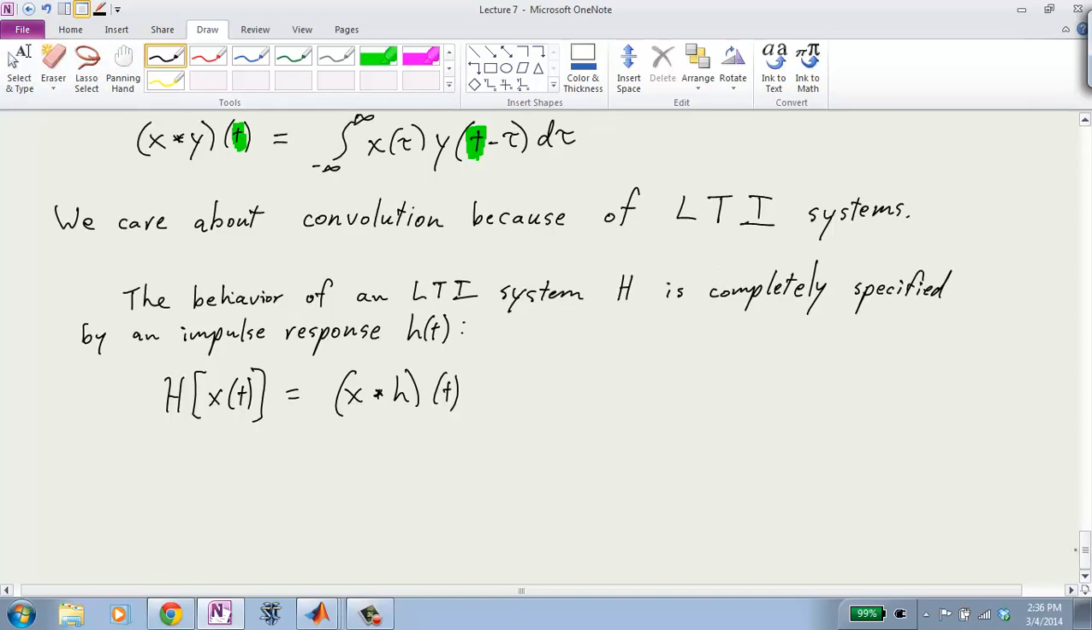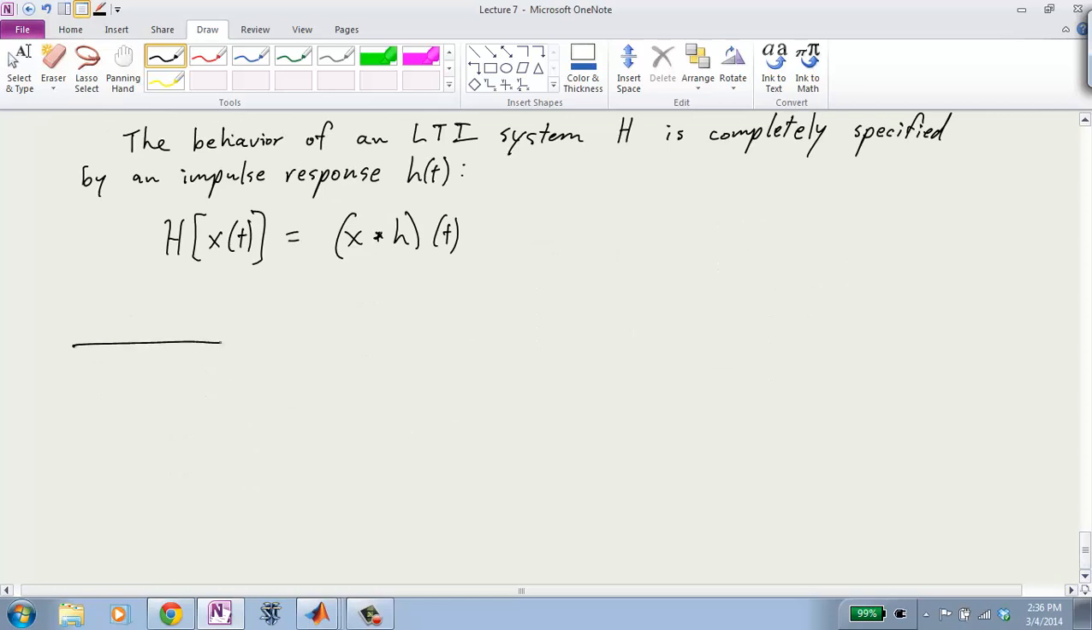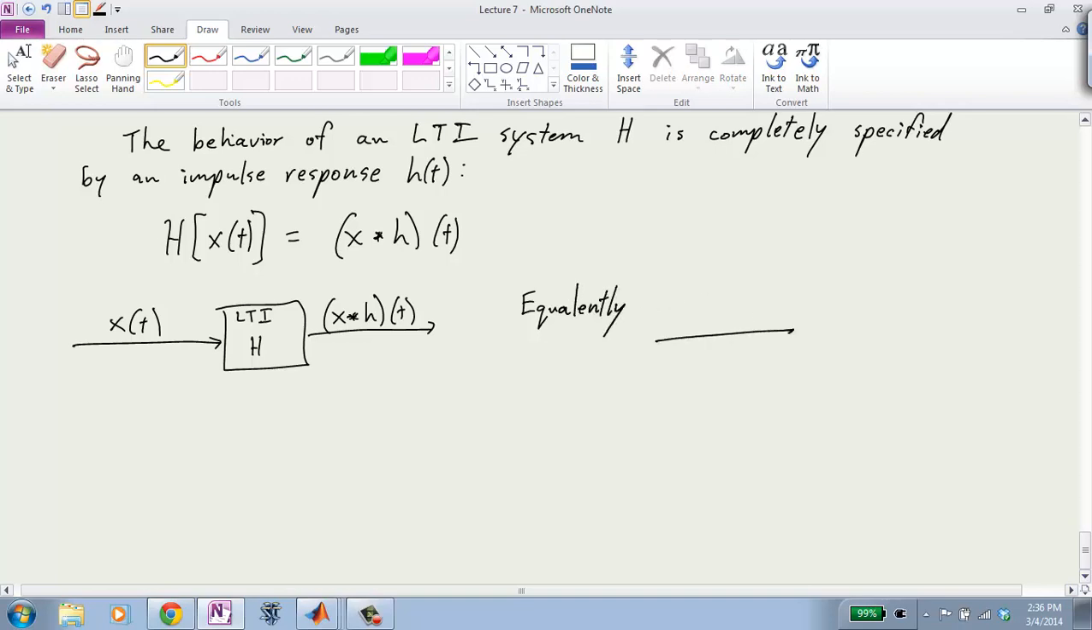In block diagrams, we might draw this the following way. If x of t comes in, and we have this LTI block, which is capital H, then what comes out here is x convolved with h of t. Sometimes we'll even represent it with the following block diagram, and instead of H, we'll just say this is convolution with little h. That means to us that it's an LTI system, and it has h as its impulse response.